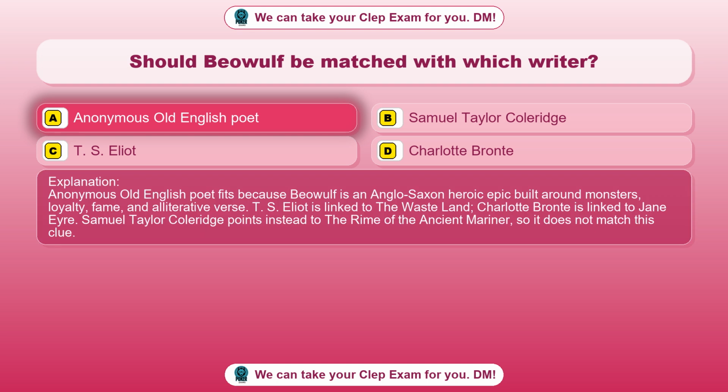Anonymous Old English poet fits because Beowulf is an Anglo-Saxon heroic epic built around monsters, loyalty, fame, and alliterative verse. T.S. Eliot is linked to The Waste Land, Charlotte Brontë is linked to Jane Eyre. Samuel Taylor Coleridge points instead to The Rime of the Ancient Mariner, so it does not match this clue.